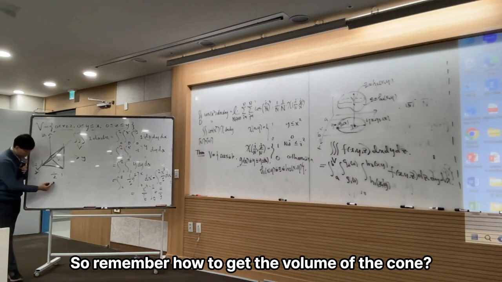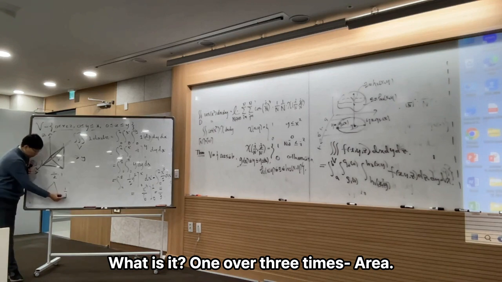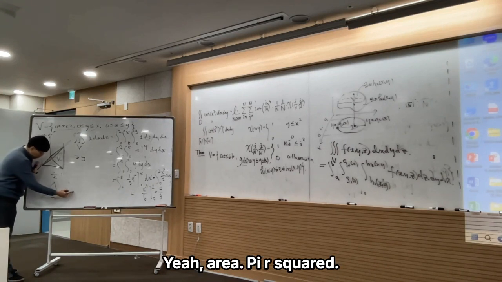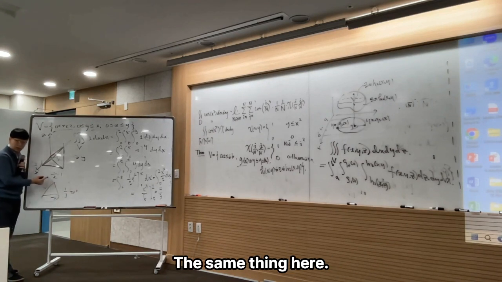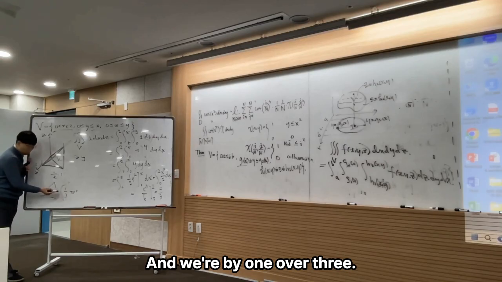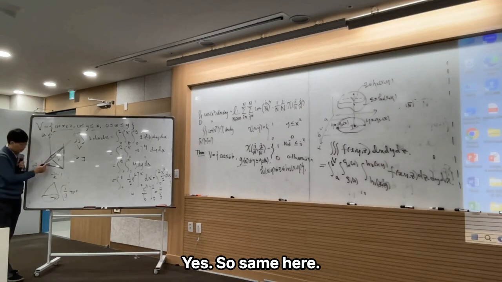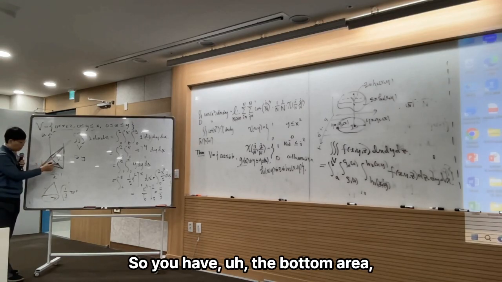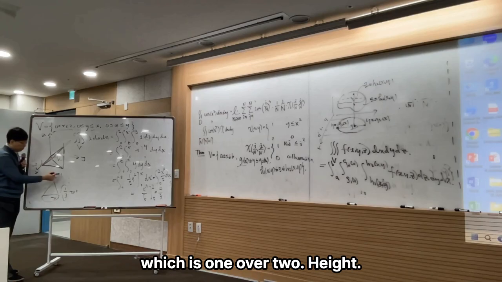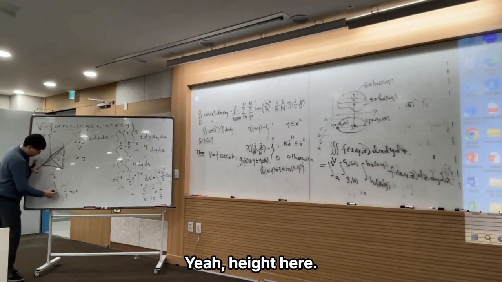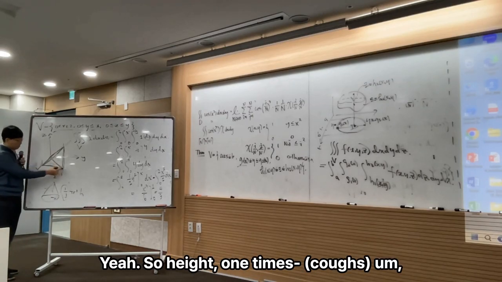So do you remember how to get the volume of the cone? What is it? 1 over 3 times area, pi r squared. The same thing here, I multiply 1 over 3. So same here, you have the bottom area, which is 1 over 2. Height, I sort of forgot the height here. Yeah, height here. So height 1 times.